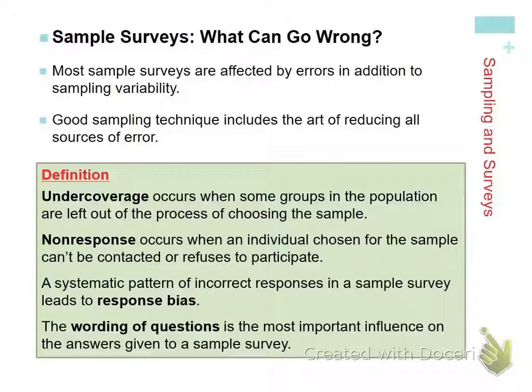There's a response bias where people may give you incorrect answers, either because they're embarrassed or they don't understand the questions, or they just want to mess with your survey. And then sometimes the wording of questions influences the results one way or the other. So there can still be some things that can go wrong even when you sample really, really well. That's why we want to make sure that we include a margin of error. Okay? And that's how we're going to set up our sample surveys.